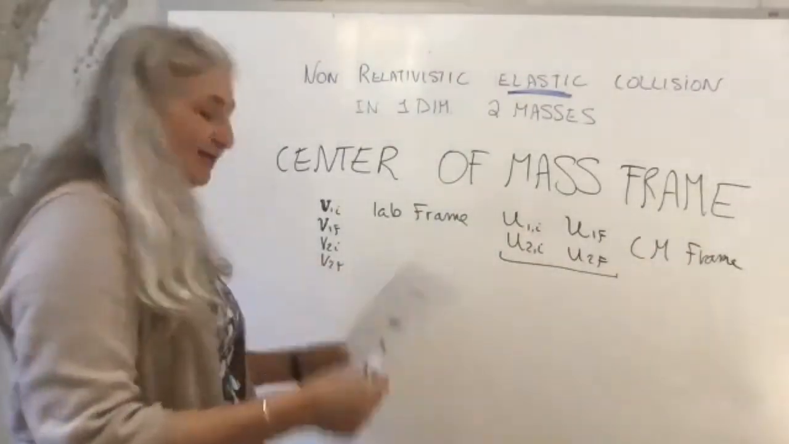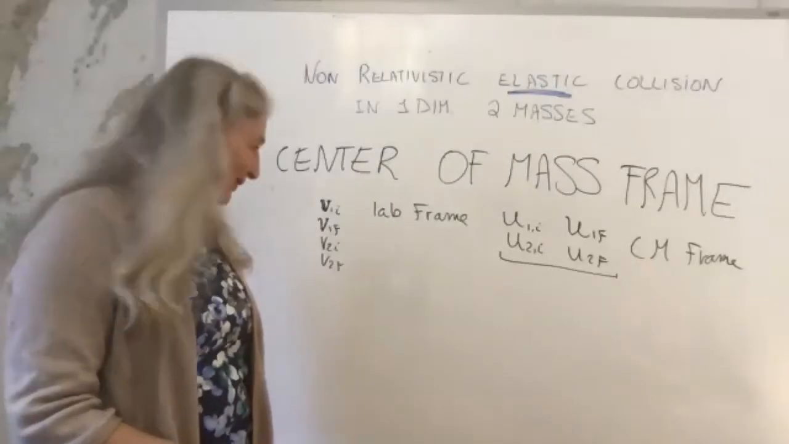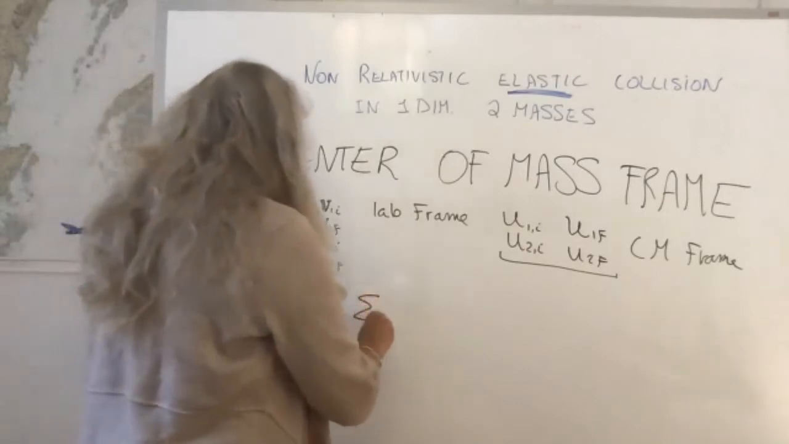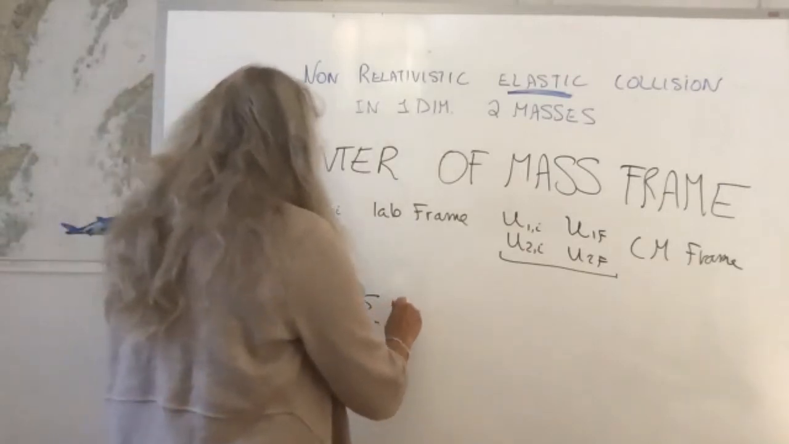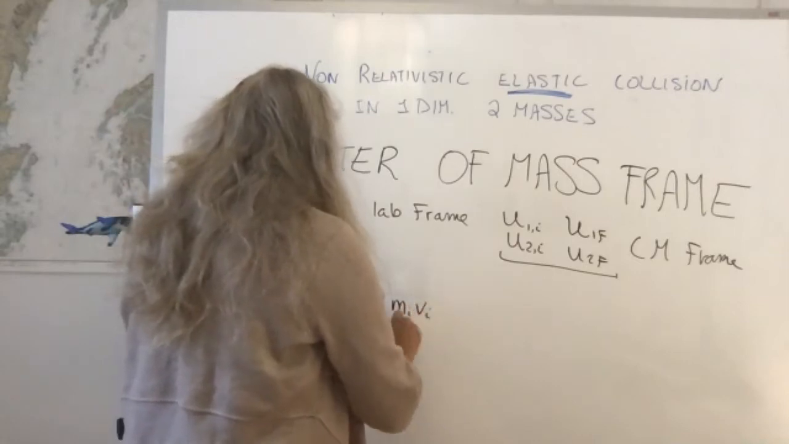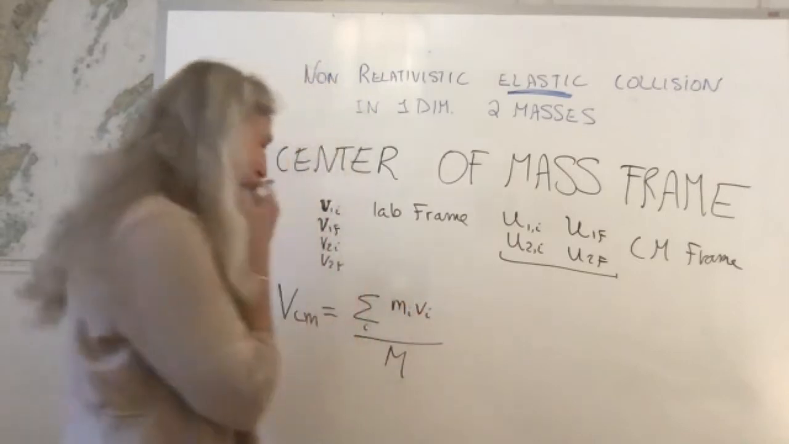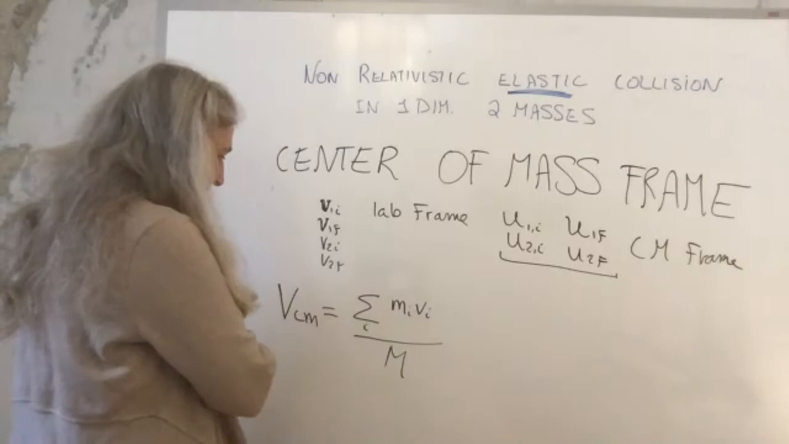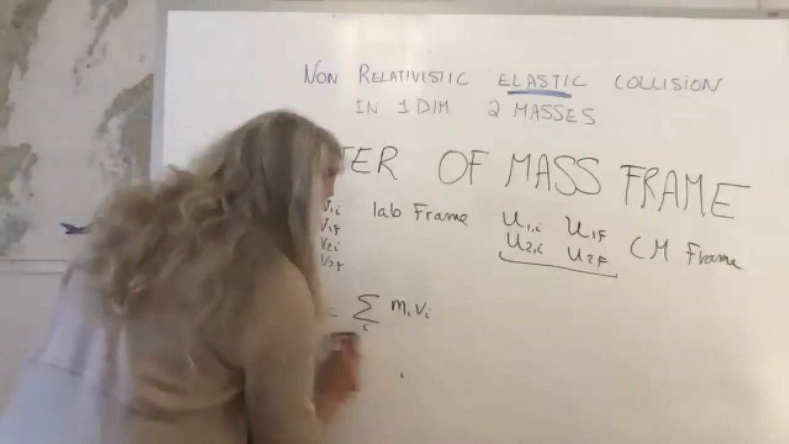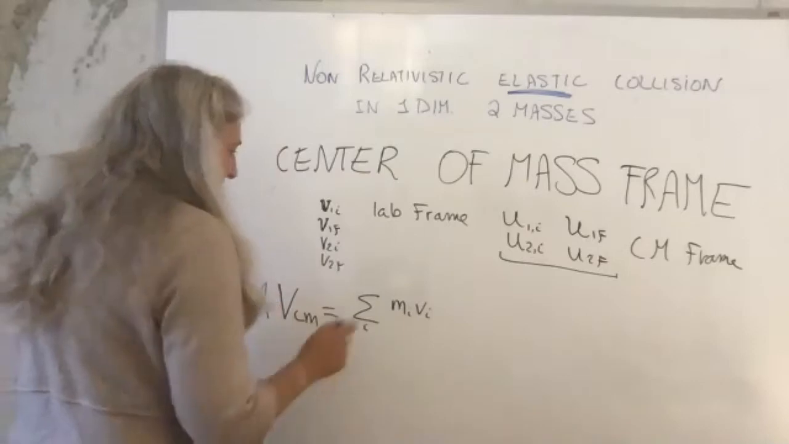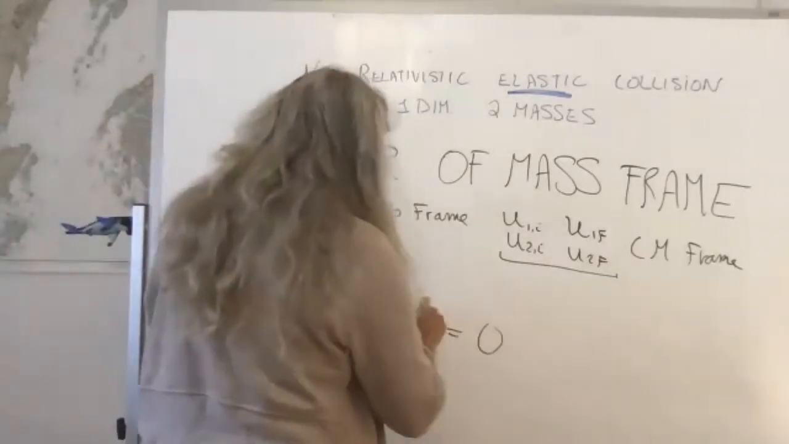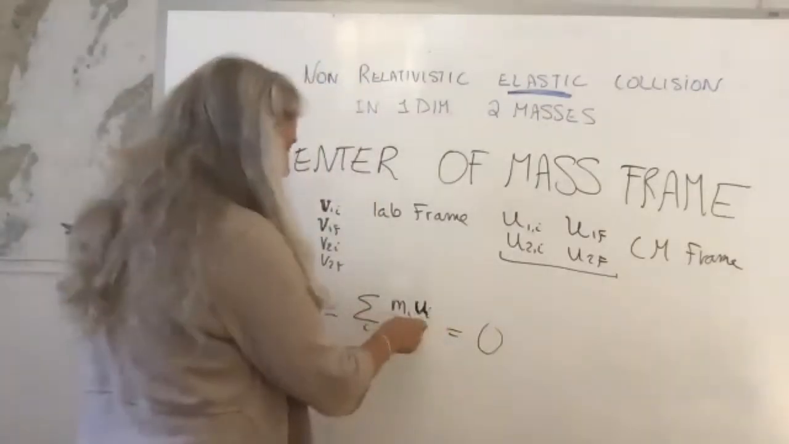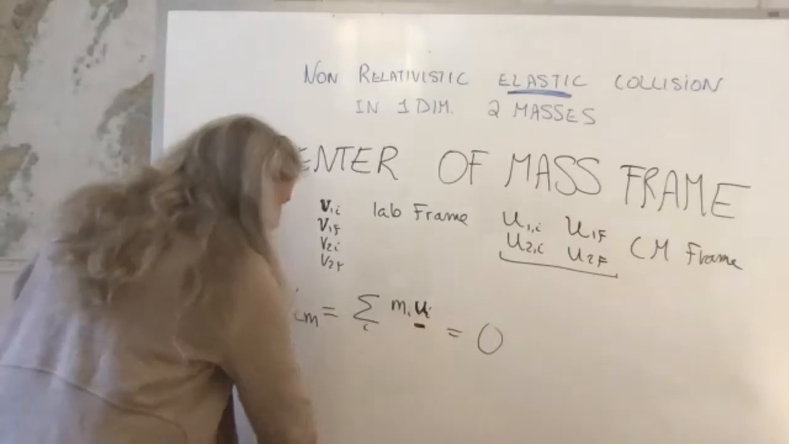So in the center of mass frame, the center of mass velocity is 0. Remember, the way we compute the center of mass velocity is the sum over all the particles, mi vi, over m, that's the total mass. So in the center of mass frame, this is going to be 0. So I can move this to the other side like this. And in the center of mass frame, this is going to be 0. Now I'm going to put these U's to make it clear that this is the center of mass velocity.